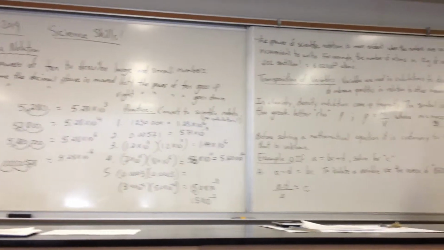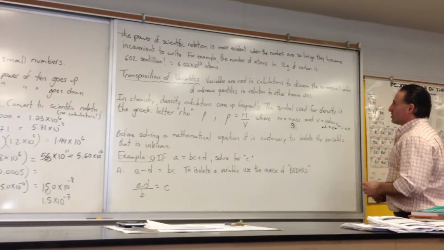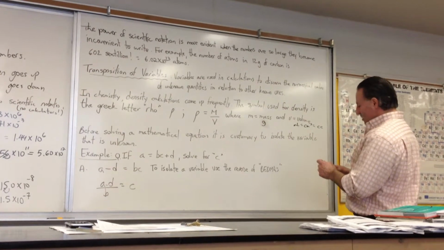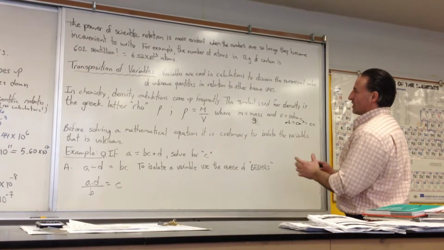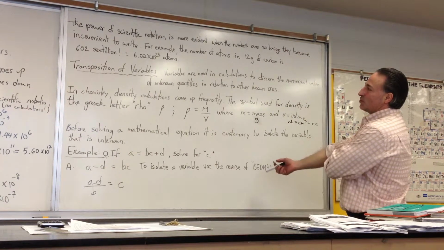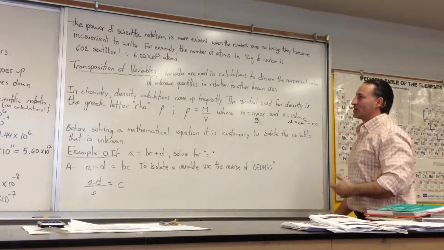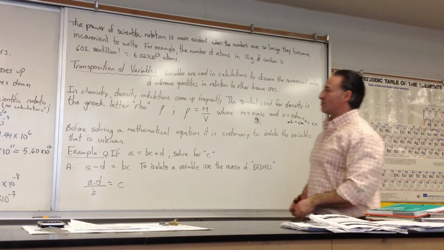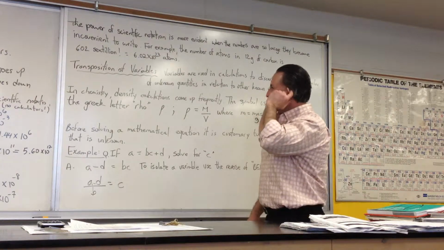The power of scientific notation is much more evident when the numbers are so large they become inconvenient to write. For example, in chemistry, the number of atoms in 12 grams of carbon is 602 sextillion, which is 6.02 times 10 to the 23 atoms. So if you have to write that number out, it would be very inconvenient.